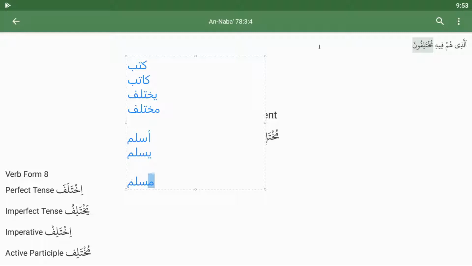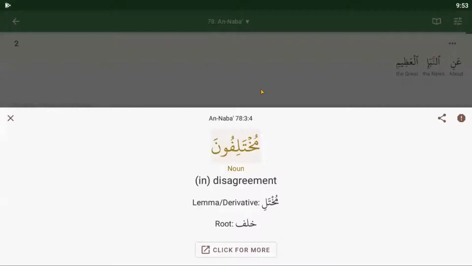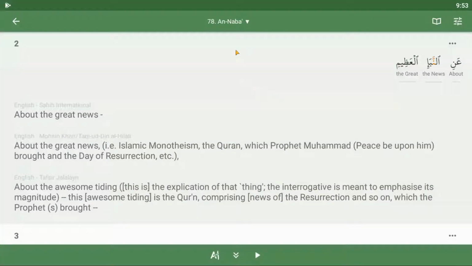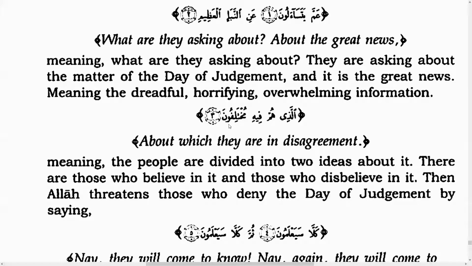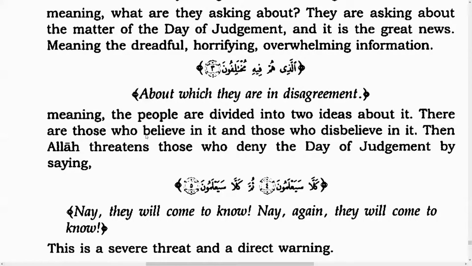Similarly here, the people are in disagreement. This is a noun: disagreement. Alladhi hum fihi mukhtalifun. They are in disagreement about this. Meaning the people are divided into two ideas about it. There are those who believe in it, alhamdulillah, like Muslims, and those who disbelieve in it. Some of them do believe, some of them don't.